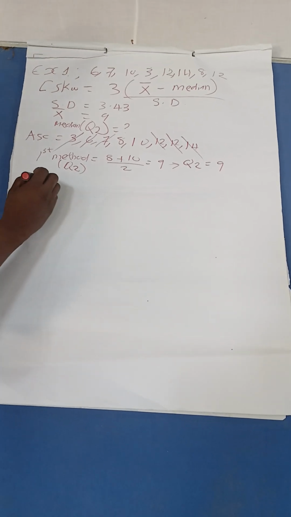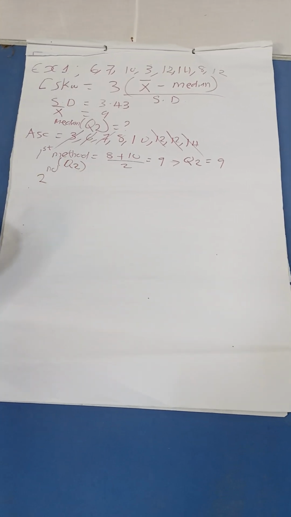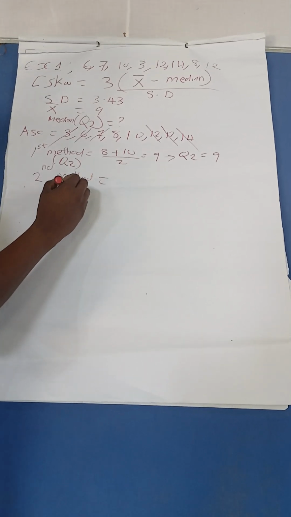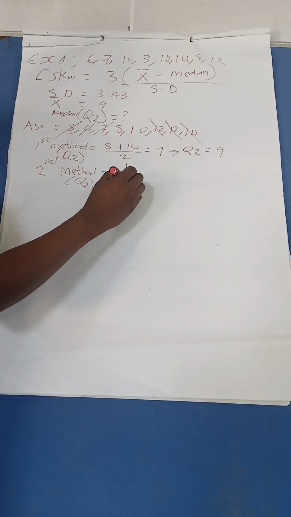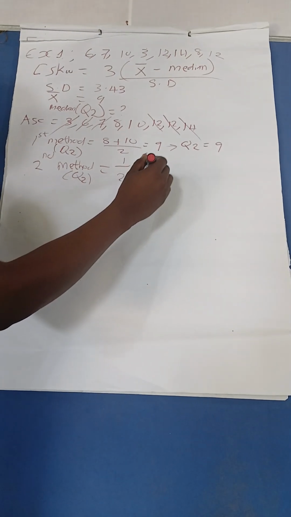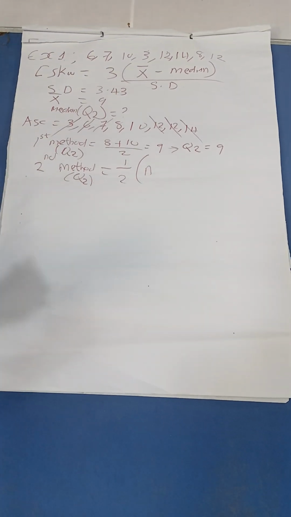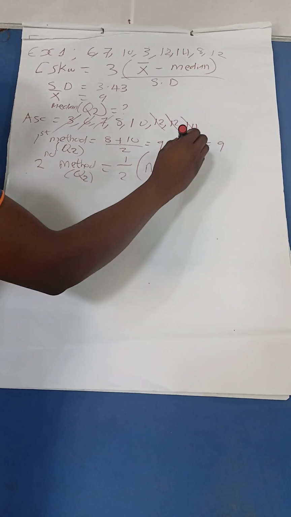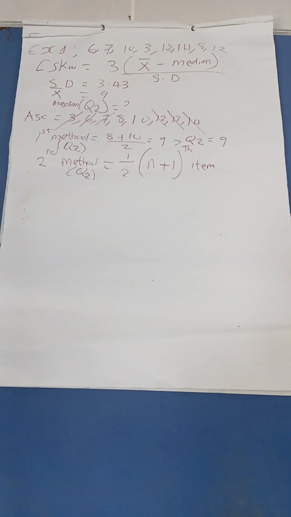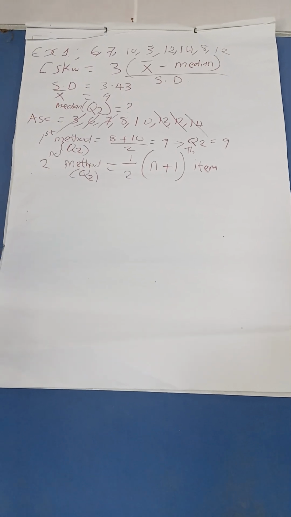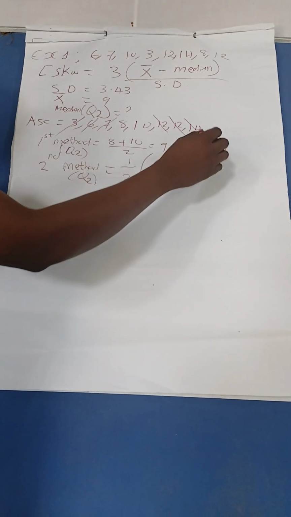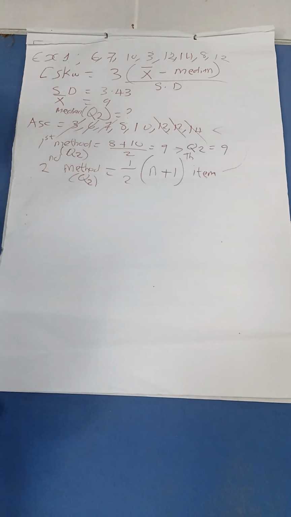Second method, which I want you to pay attention to. We always say Q2 of calculating median is 1 over 2 into bracket n plus 1, nth item. When I say n, I mean the number of items you have been given. So you want to see how to calculate median with that formula. Remember, your data is arranged in ascending order, so we are referring to this data here.